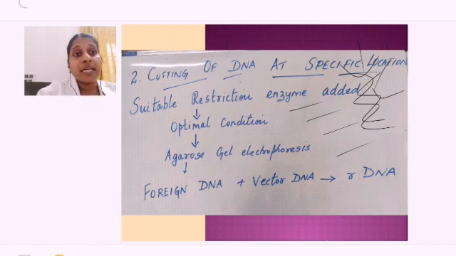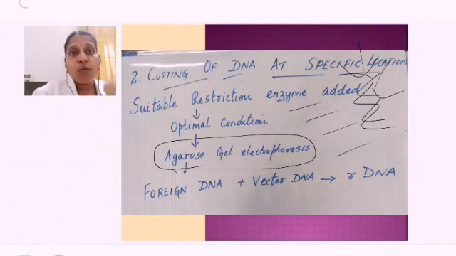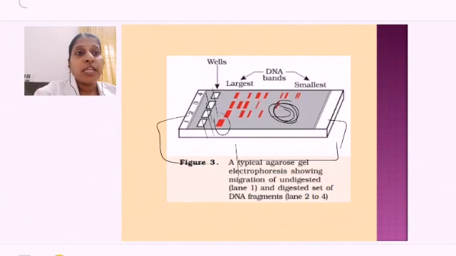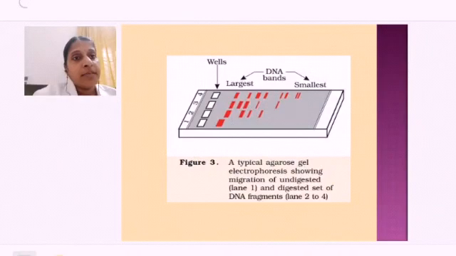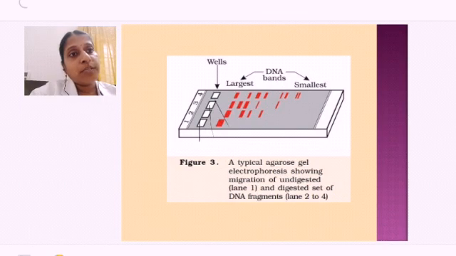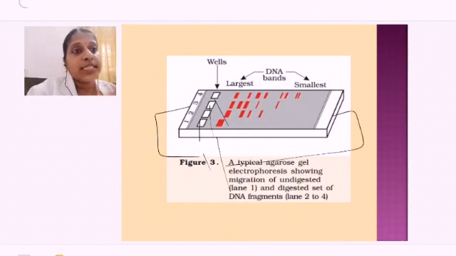These fragments are now introduced where? Into agarose gel electrophoresis. Now we are moving on to agarose gel electrophoresis. So the DNA fragments I am taking, I am going to put these fragments, a little bit in 1, little bit in 2, little bit in 3, 4, like that I am putting in the wells. Then what I am going to do? I am going to connect it to electricity.